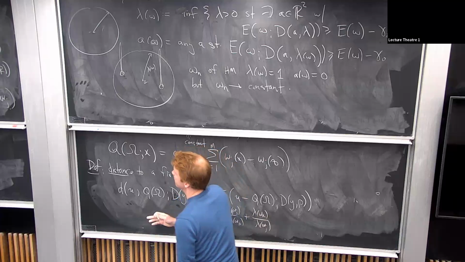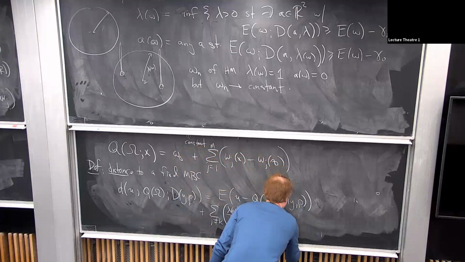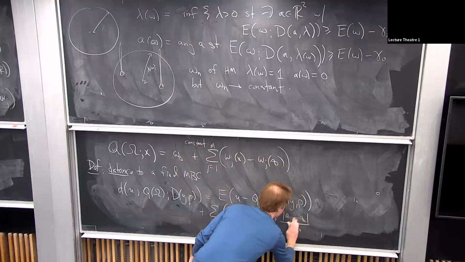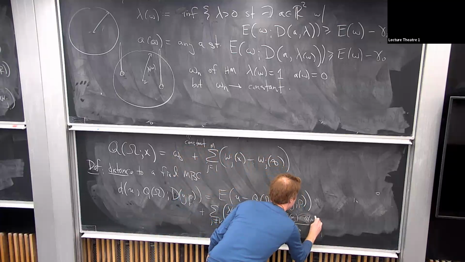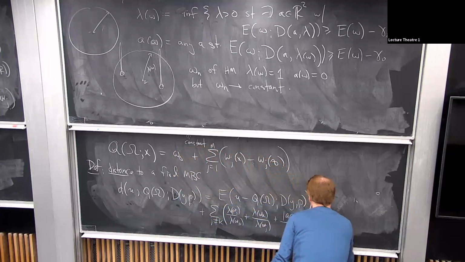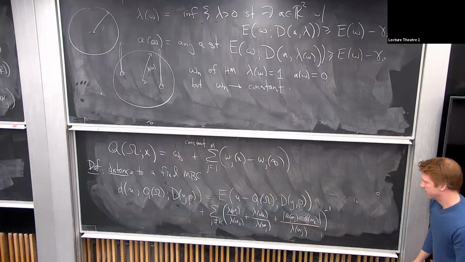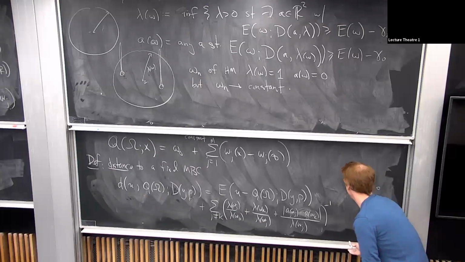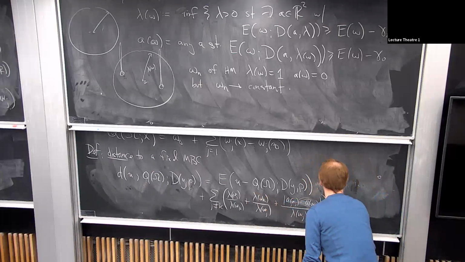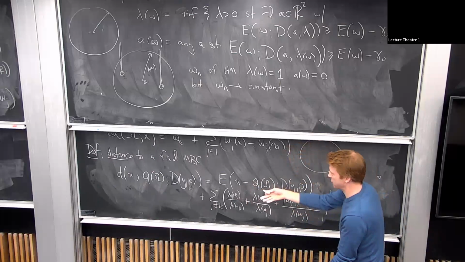Sorry, I didn't write this in the lambda of omega j. I want at least one of these ratios to diverge for the distance to be small. And then my last factor: I want the bubble decomposition to live strictly inside this disk.